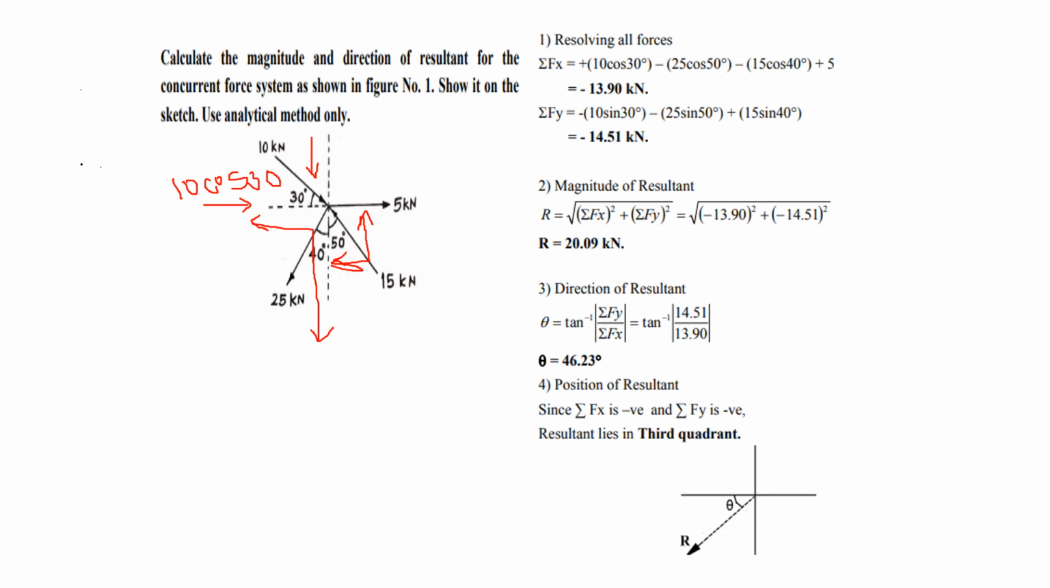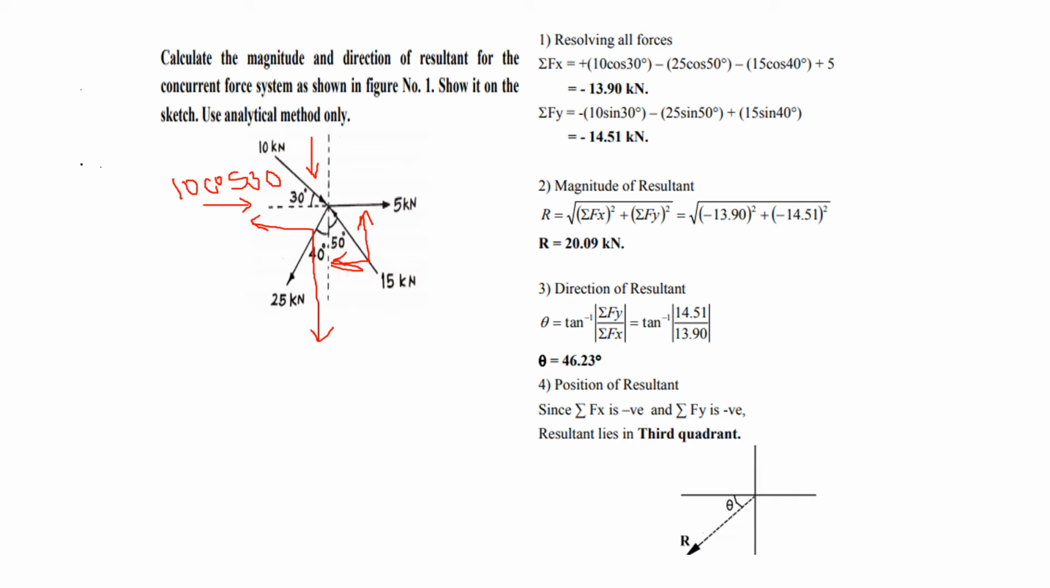Next, we will find the magnitude. For magnitude there is a formula: R, that is the resultant, is equal to under root of summation Fx square plus summation Fy square. We put the values of summation Fx and Fy, and after solving we get the resultant as 20.09 kilonewton. Then we will find the direction of the resultant.